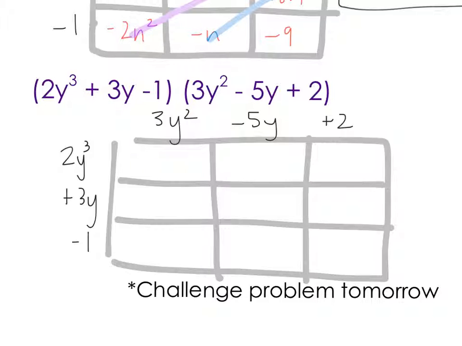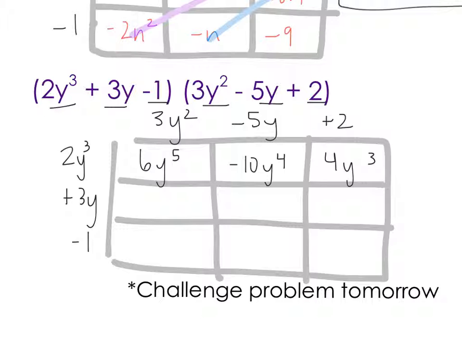Now, keep in mind, this went from a degree of 3 to 1 to 0, so we're skipping a degree of 2 here. And then we have degree of 2, 1, and 0 with that second polynomial. So let's see what happens within this box method, and how we will line up our like terms. So 2y cubed and 3y squared give me 6y to the 5th. 2y cubed times negative 5y is negative 10y to the 4th. 2y cubed times 2 gives me a 4y cubed.